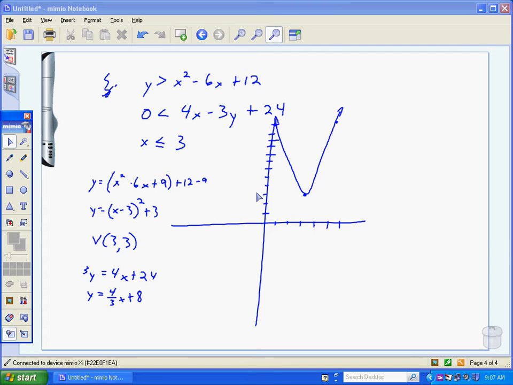Got to plot my y-intercept. So I'll plot the 8: 3, 6, 8, like so. My slope, I've got to rise 4 from that and run 3. So I go up 4 and I run 3. So we're kind of right in the middle of our parabola now, right? So I'm going to draw that going like so.